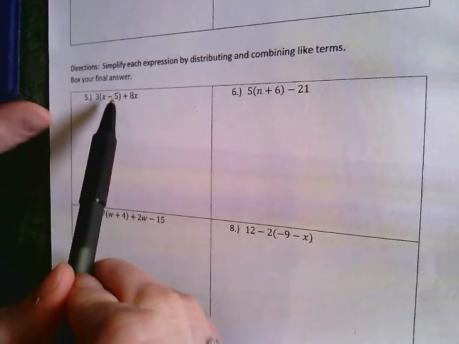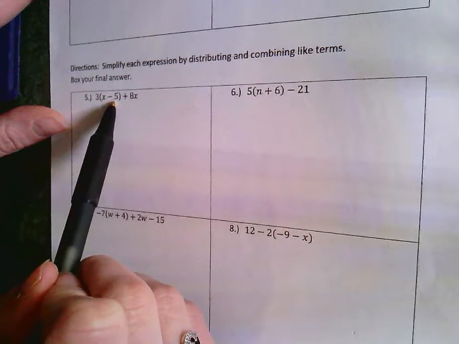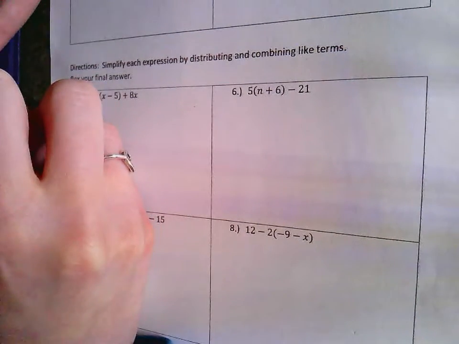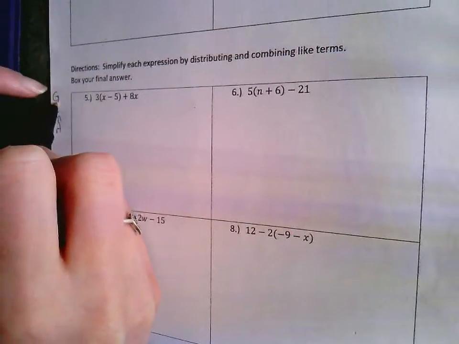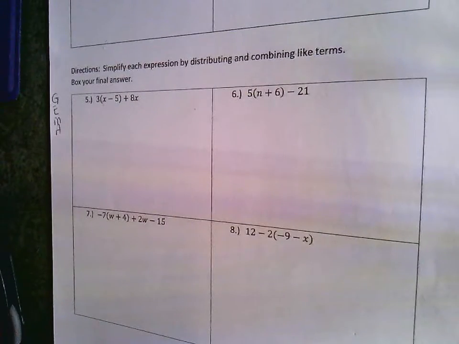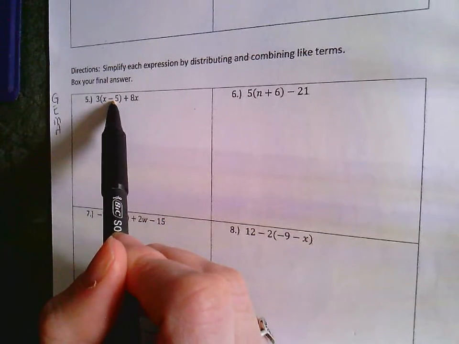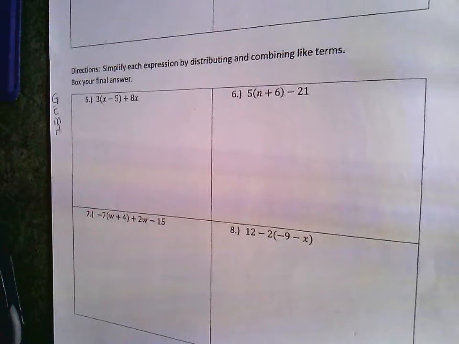The first thing we're going to do is look at this problem. I have 3 times (5 minus x), close my parentheses, plus 8x. If I'm thinking about GEMMA, remember GEMMA? The first thing with GEMMA is groupings. Now, if we look inside of our grouping, just like before with distribution, x minus 5, I cannot combine them. So, I'm going to go ahead and continue.